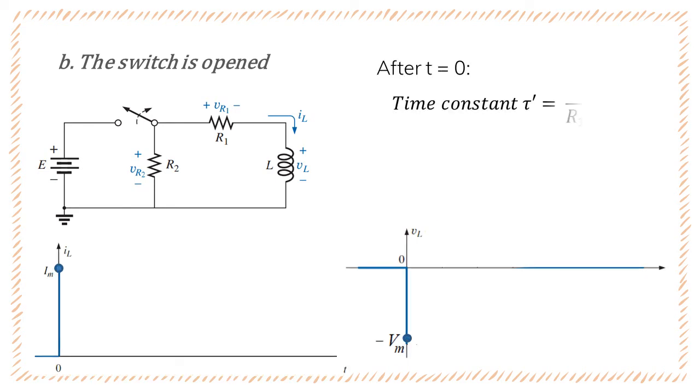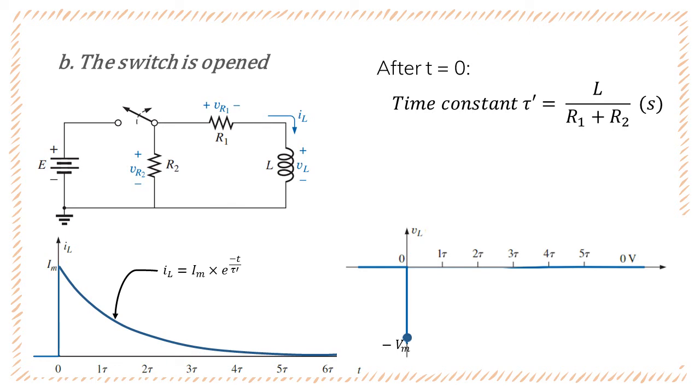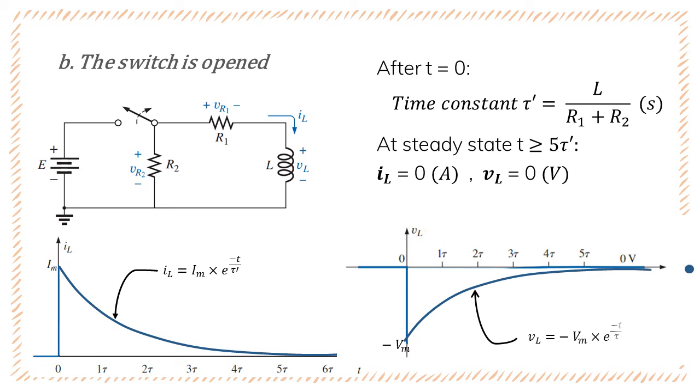After the switch is opened, due to the absence of a closed path, the current drops from Im to 0, releasing the energy stored in the form of a magnetic field. It also causes the voltage across the inductor, with the reversed polarity, to decay from Vm to 0. It takes 5 time constants for current and voltage to completely decay.